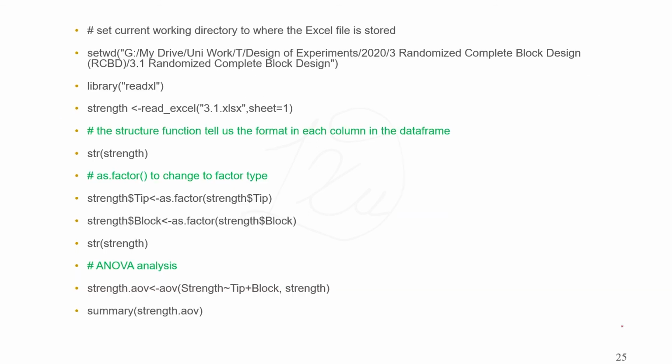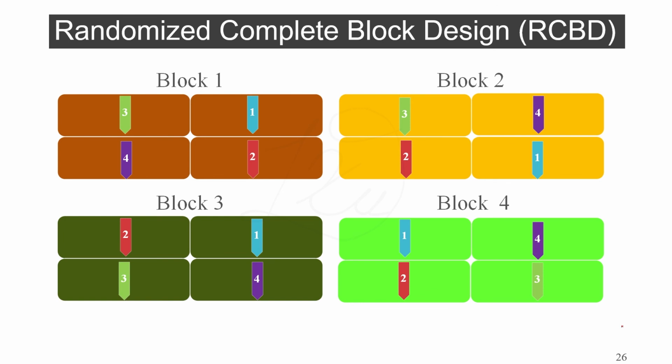I have summarized the R script used in this video here, and it is also posted in the first comment down below this video. To conclude this video, we have introduced the design and Anova analysis for the randomized complete block design. In the next video, I will show you how to present the data and perform data adequacy checking.